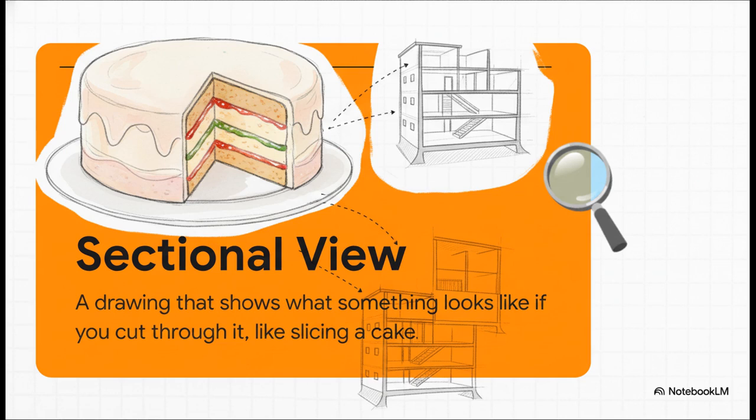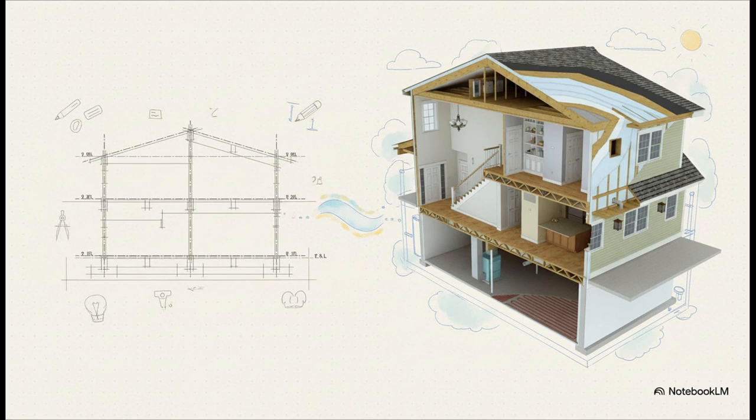So, what is that? Well, the absolute best way to think about it is like slicing into a birthday cake. I mean, sure, the outside looks great, but the real magic happens when you cut out a piece and you can see all those amazing layers of sponge and cream and everything inside. A sectional view does that exact same thing, but for a building. And this right here is where that magic really happens. Turning a drawing into reality.